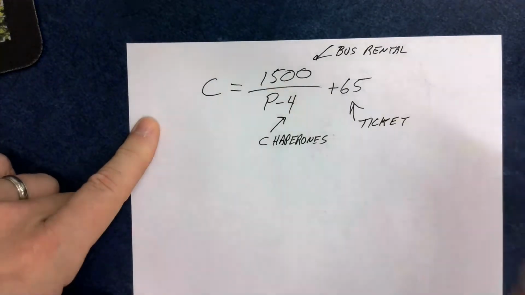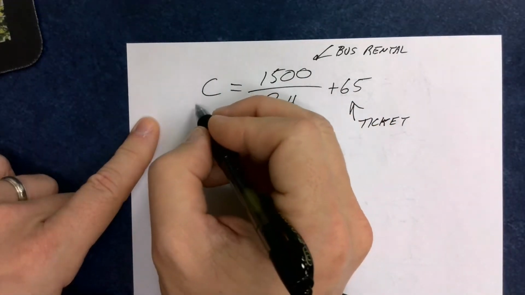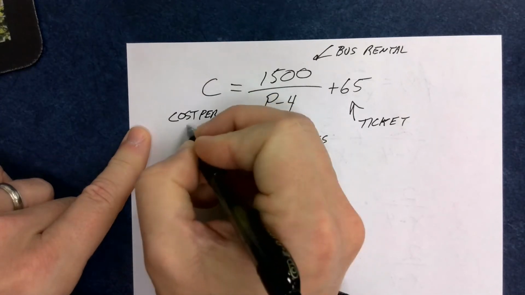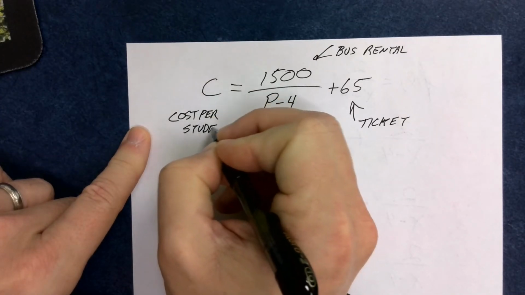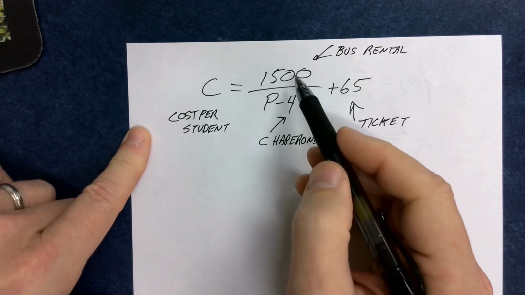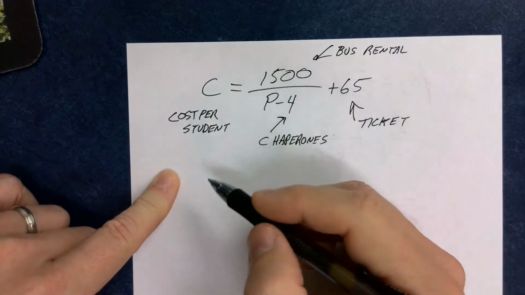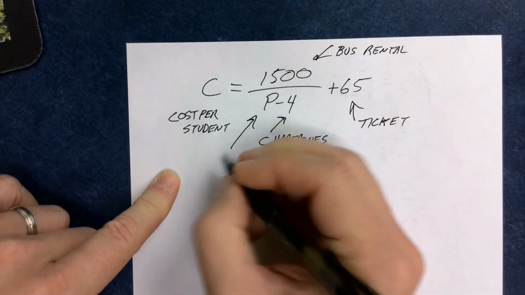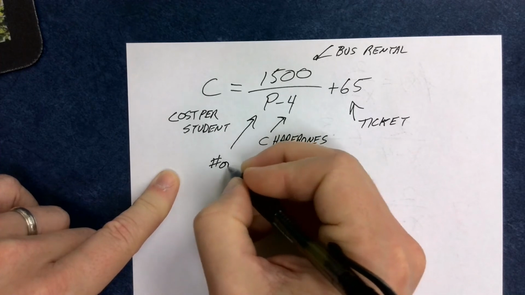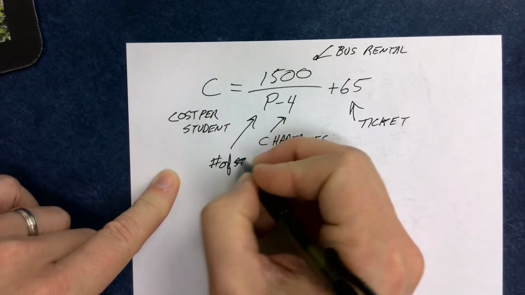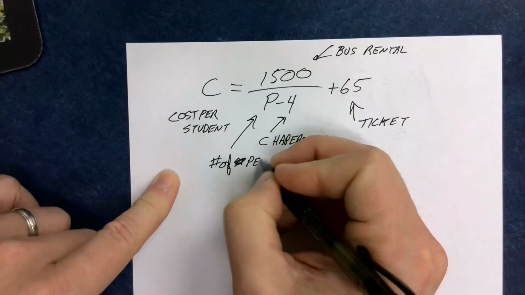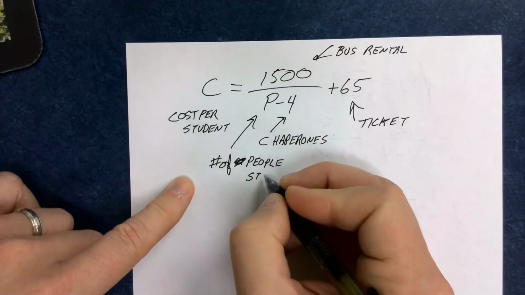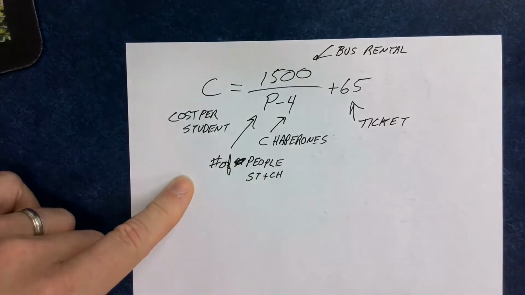And so the two variables in this equation are C, which stands for cost per student for the day for those activities, rental bus and ticket price, food, all that stuff. Those are different things. And P is the total number of students, the total number of people on the bus, which includes chaperones. That's students plus chaperones. Okay?